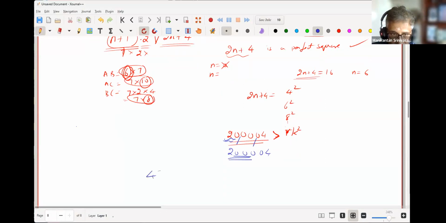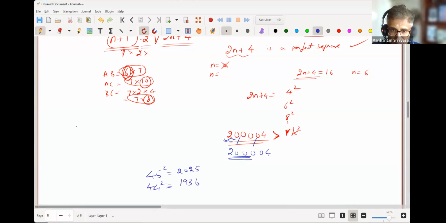Okay, so 45 square is 2025. We know this, and 44 square will be approximately 90 less than this, so it'll be 1936. Since this is much closer to 45 than to 44, the answer is approximately 44.8 or something, right? So around that, we can just do a simple check.